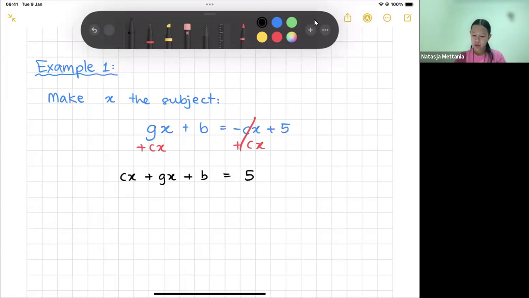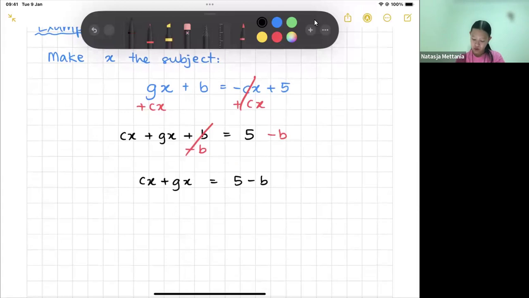Simple as that. My next step is going to do the same. I've got all my x terms on one side. I now need to get rid of anything that's not x related, which is this plus b. I need to move it to the right-hand side. For me to move it to the right-hand side, I need to subtract it, because if it's plus b, the opposite is going to be minus b. Plus b minus b is going to be 0. So what I'm going to be left with on the left-hand side is cx plus gx equal to 5 minus b. Yep. So far, okay.